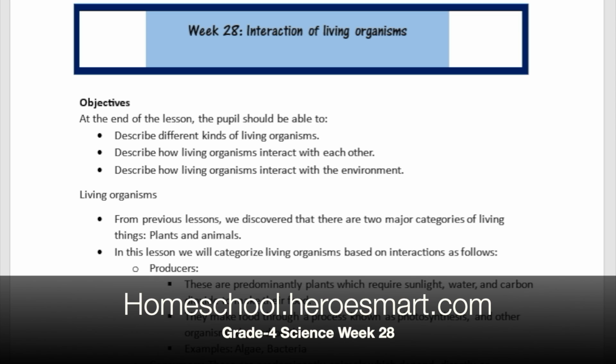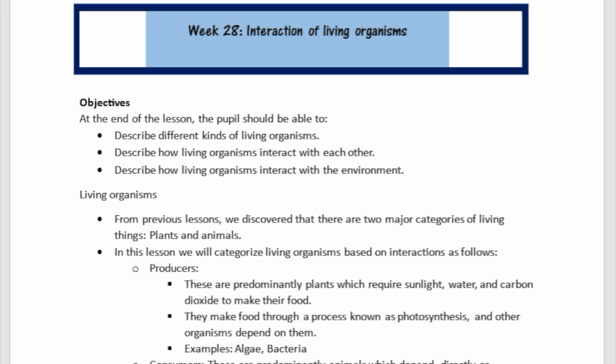We're going to be talking about interaction of living organisms today. Describe the different types of living organisms and how living things actually interact with each other. There are two major categories of living organisms based on their interaction with each other.